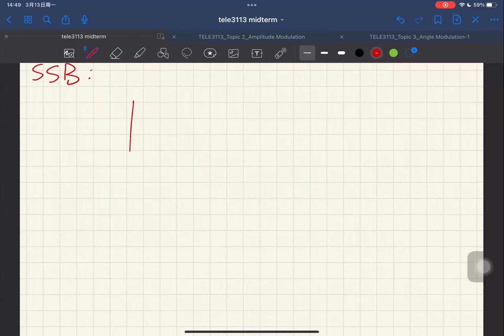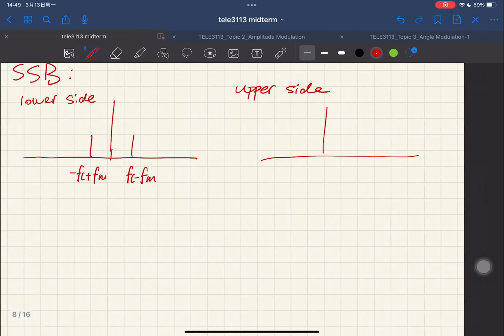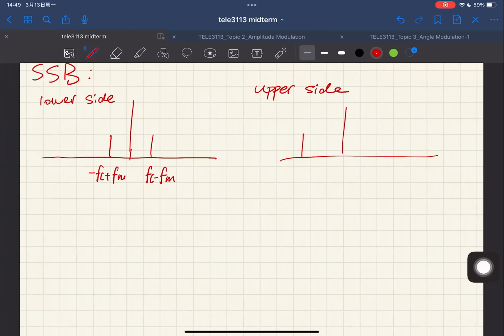And if you go to SSB, it's gonna have two cases. One is called lower sideband, and the other case is called upper sideband. For the lower sideband, you only take the lower component, which is negative FC plus FM and FC minus FM. And for the upper sideband, you only take negative FC minus FM and FC plus FM, right?